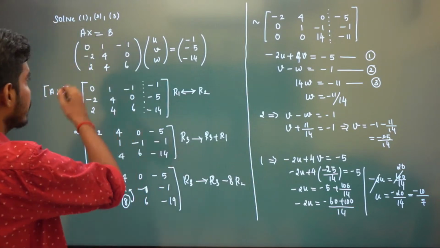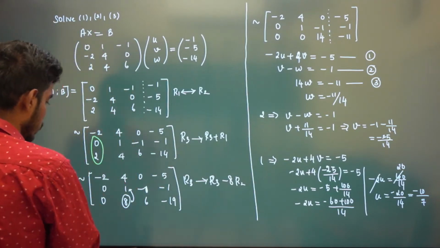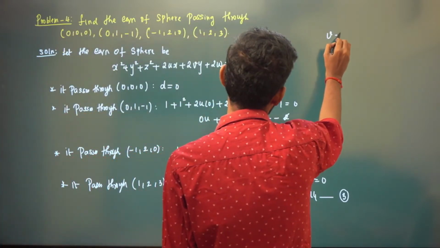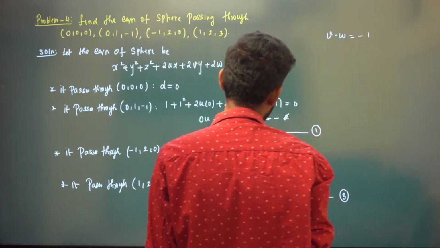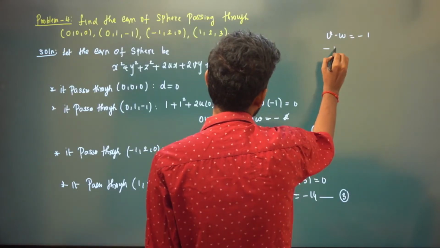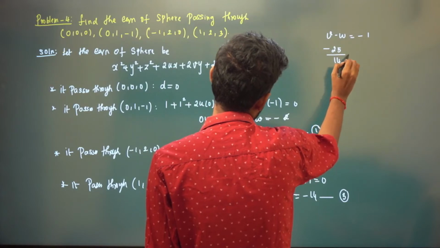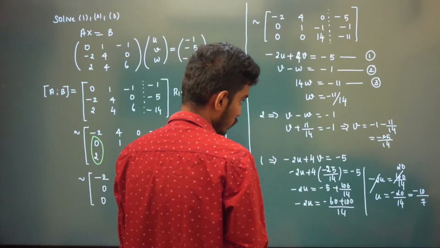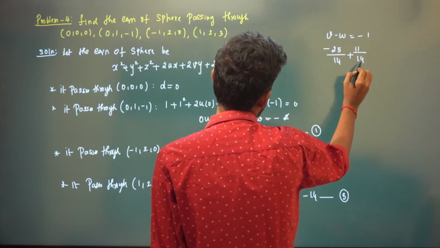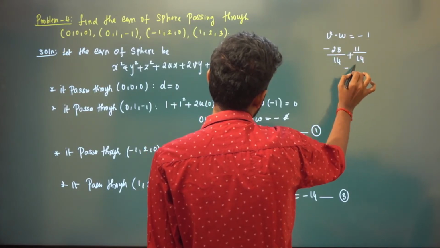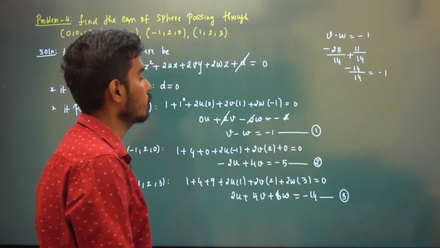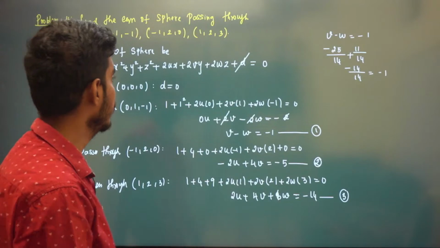Let us see whether it satisfies this equation or not. First equation is V minus W should be minus 1. So V is minus 25 by 14 minus W, plus 11 by 14. Minus 25 plus 11, yes, correct only. Right, minus 25 plus 11 is minus 14.